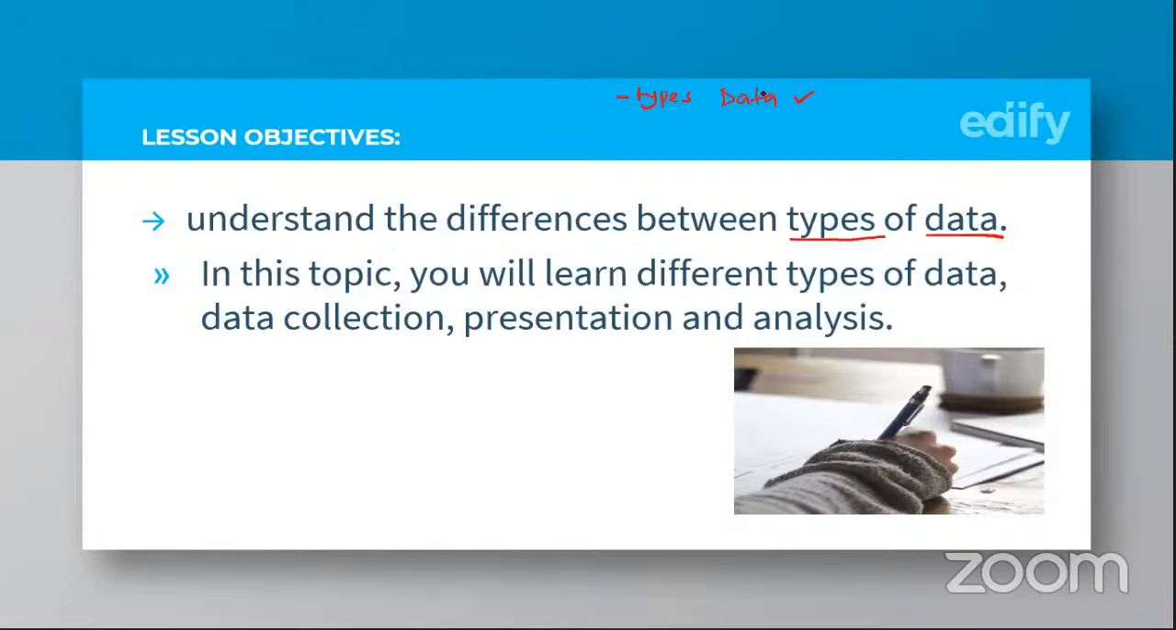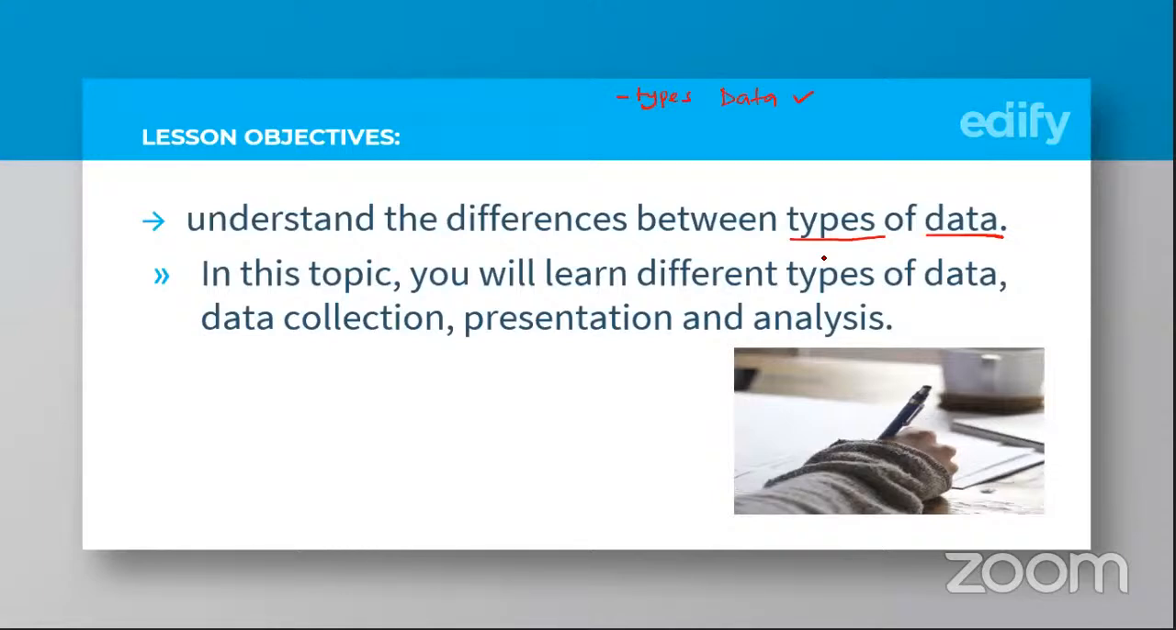I know in other subjects, like maybe geography, you also have different types of data there. But in mathematics, what I'm going to give you is what we need to know as far as mathematics is concerned. So this is what we are looking at. We are going to basically look at what the different types of data are. This is our main objective for this lesson.